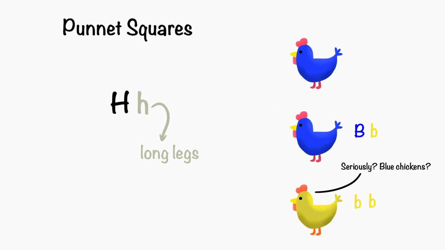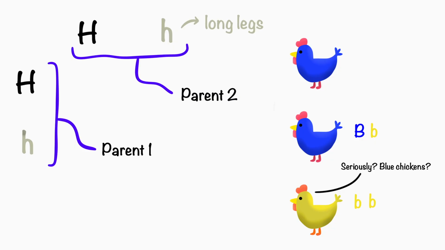Suppose we're breeding chickens with long legs. The allele which causes chickens to have long legs is recessive and represented by a lowercase h, while normal legs are due to a dominant allele represented here with a capital H. Let's look at what happens if you breed from two heterozygous chickens. We start by identifying the parents' genotypes. Both parents are heterozygous. Next, we determine what types of sex cells each parent can produce.